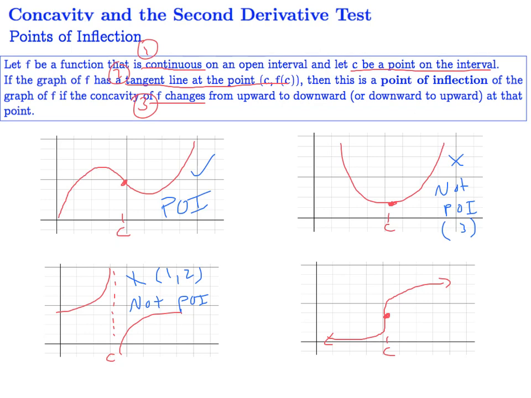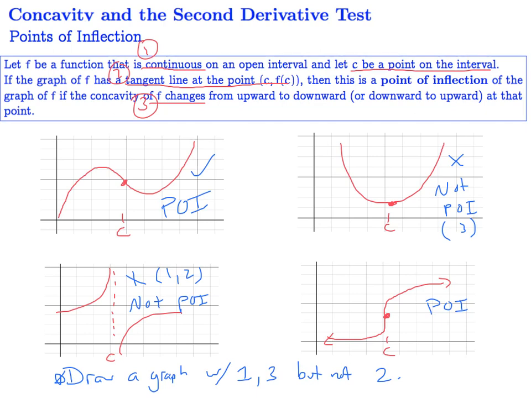The third graph we have over here, this one also in fact will be a point of inflection. So what's going on here is we went from concave upward to concave downward. We have a vertical tangent line, but that's okay. Our function's still continuous, so therefore it is good to go.